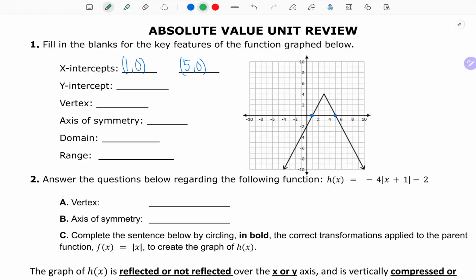The next question says, where's the y-intercept? That's where it crosses or touches the y-axis. So that's going to be (0, -2). For your vertex, that's going to be the highest or the lowest point of the graph, which is going to be right at that red dot. So that's at (3, 4).